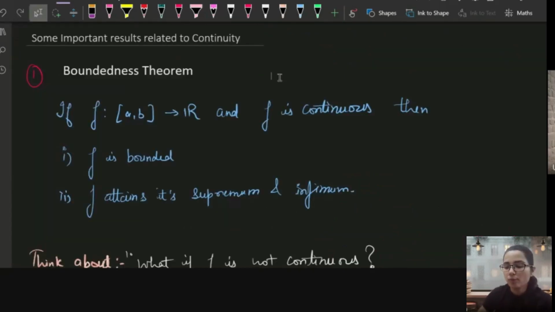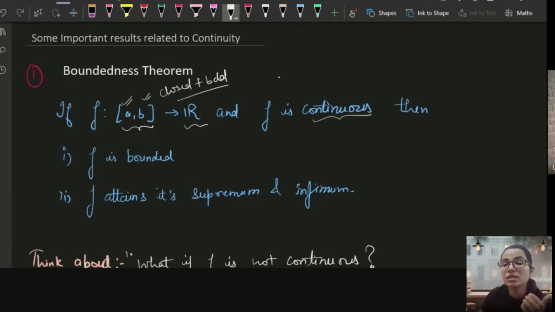So we'll talk about some very important concepts related to continuity, which you must know while moving to questions. First of all, we have the boundedness theorem. What does this theorem say? If f is a function from an interval to R, look at this interval. This is a closed interval, and this is a bounded interval. And f is continuous. So f is defined on a closed and bounded interval. Closed and bounded intervals in real numbers are called compact intervals or compact sets.